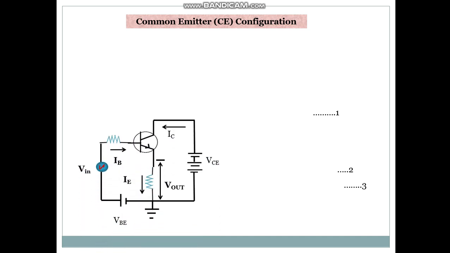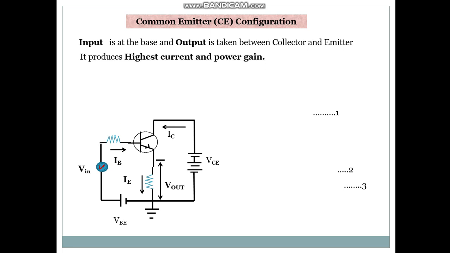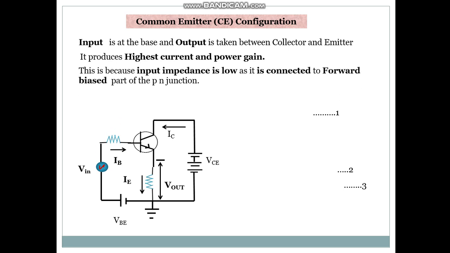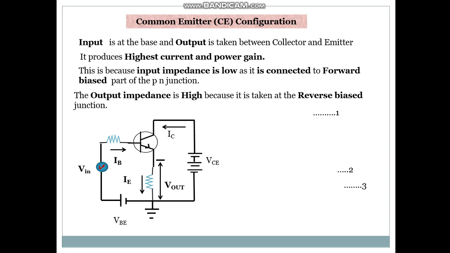Common emitter configuration or the CE configuration. Now that's the circuit diagram. Input is at the base and the output is taken between the collector and emitter. It produces the highest current and power gain. This is because input impedance is low as it is connected to the forward bias part of the PN junction. The output impedance is high because it is taken at the reverse bias junction.